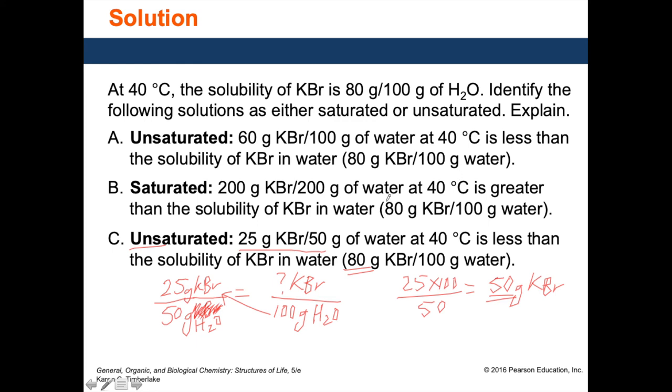Okay, so that's effectively what we did over here in the second problem as well. We didn't really have to do it for this first one because this was already at 100 grams of water. Okay, but that's effectively what you're doing. You want to scale this up or down accordingly so that we see how much would be dissolved in 100 grams of water, and then we compare it to the value that the question gives us.